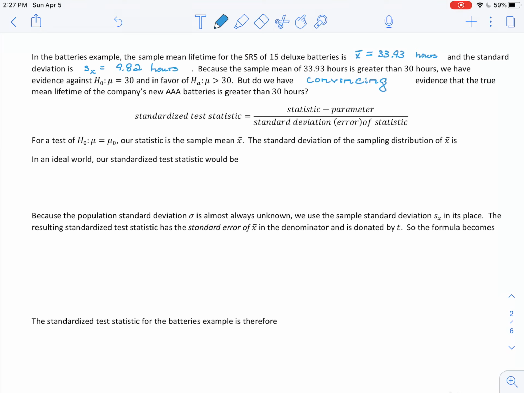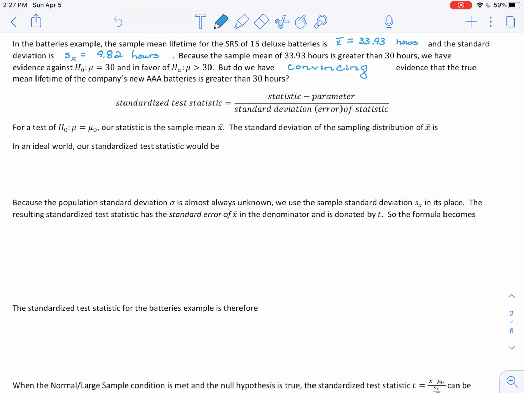So for some test where the null hypothesis has mu equaling some number, our statistic is X bar, and the parameter is what we're assuming to be true in the null hypothesis. The standard deviation of a sampling distribution of X bar, we said it's less variable. It's the population standard deviation divided by the square root of our sample size. So ideally, what we would be doing to standardize this test statistic is X bar minus the number from the null divided by the population standard deviation divided by the square root of n.